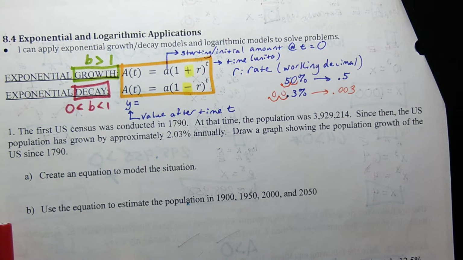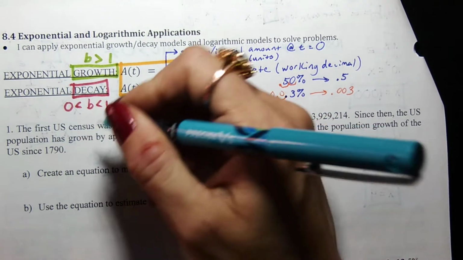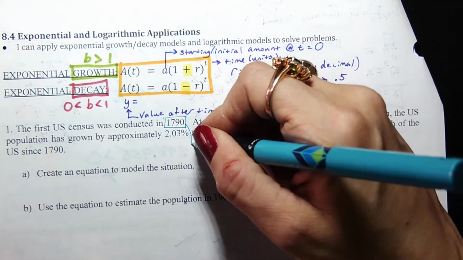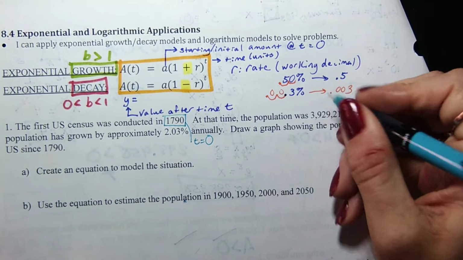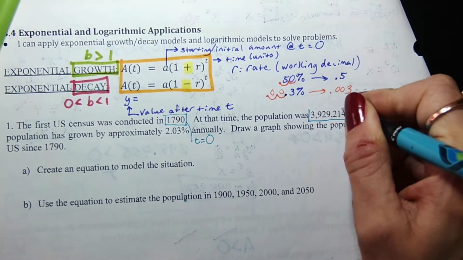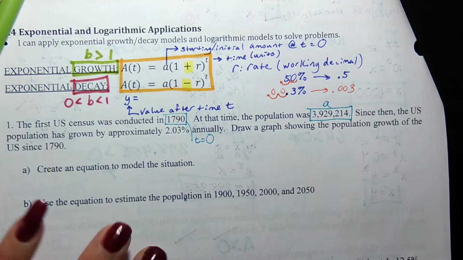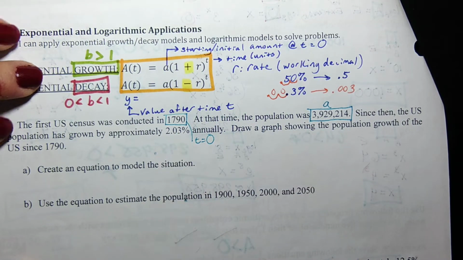So we're going to go ahead and to start making sense of this, we're just going to start applying it in this first problem. The first U.S. Census was conducted in 1790. So there's our time 0. Because at that time, the initial population or the starting amount was 3 million-ish. So that's going to be our A value. That's our starting amount at time 0.